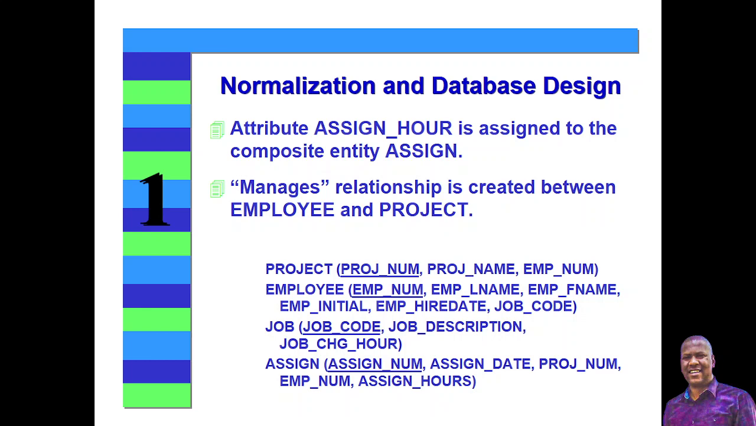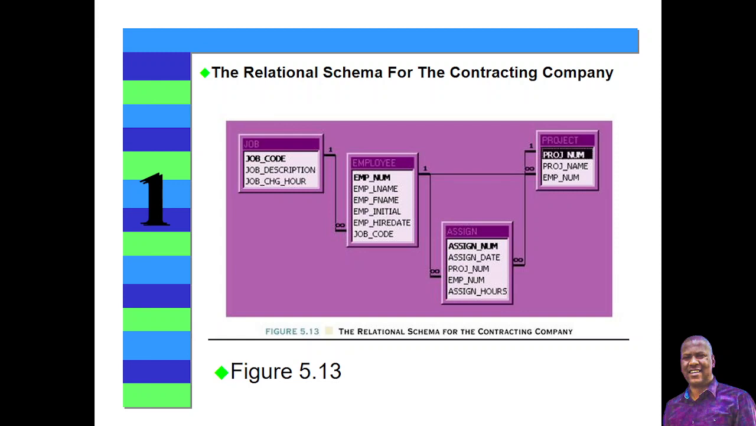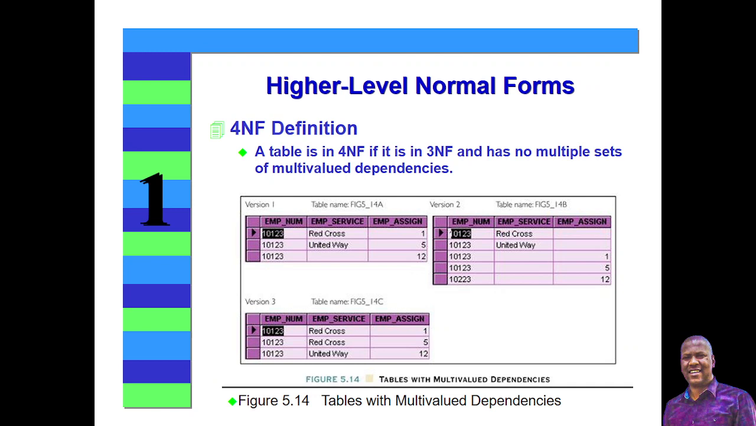So you can see the power of normalization. It brings a very clear picture of how these entities are implemented with their respective attributes. There's a conceptual framework here, a relational schema that shows how this particular contracting company is implemented. You can see the project, how it's related to the assign, and also the employee and the job. So the relational schema is the overall view of how the database is going to be implemented.